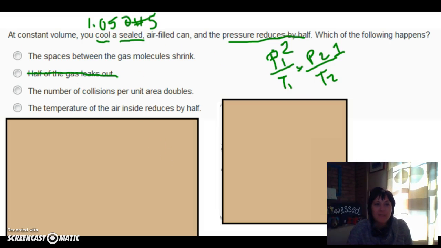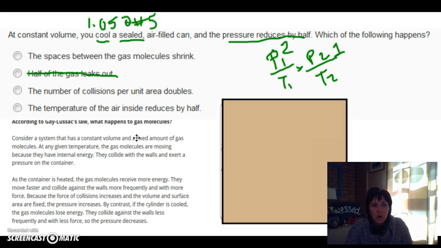Let's look at what the lesson says. I pulled this straight from the lesson. According to Gay-Lussac's law, if we're at constant volume with a fixed amount, which we are, right, at any given temperature the molecules are moving. Remember what temperature is: it's that kinetic energy. The visual that we did in CC might not apply, that wasn't exactly correct. We were just trying to think about it that way.